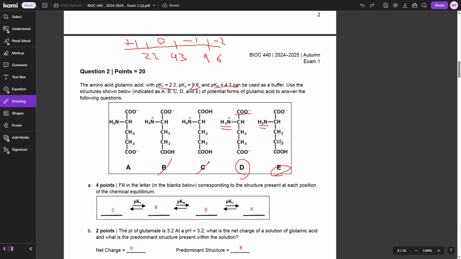So by that logic, we can say that it has to be D. So we can eliminate that and put that here. The last one just has to be -2 charge, and there's no other option here that's -2 charge.